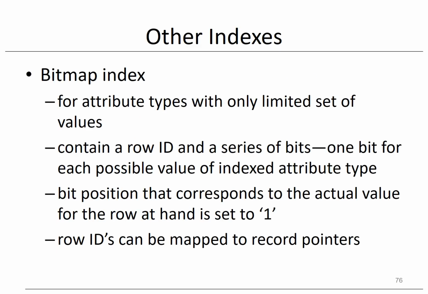Another index type worth mentioning is the bitmap index. Bitmap indexes are mostly efficient for attribute types with only a limited set of possible values. Instead of these values, bitmap indexes contain a row ID and a series of bits, one bit for each possible value of the indexed attribute type. For each entry, the bit position that corresponds to the actual value for the row at hand is set to 1. The row IDs can be mapped to record pointers.